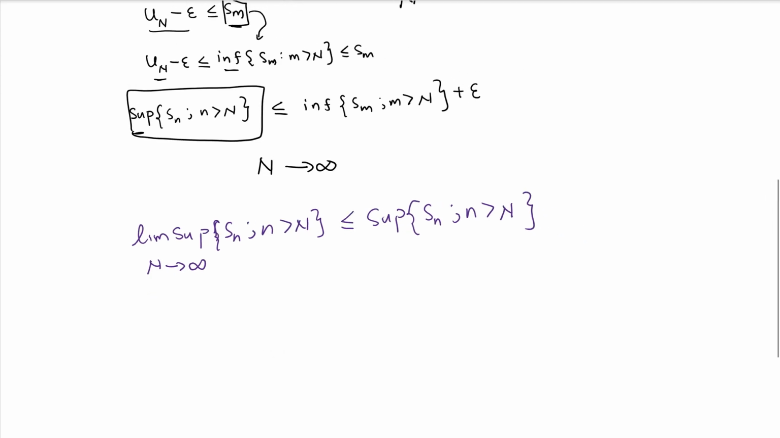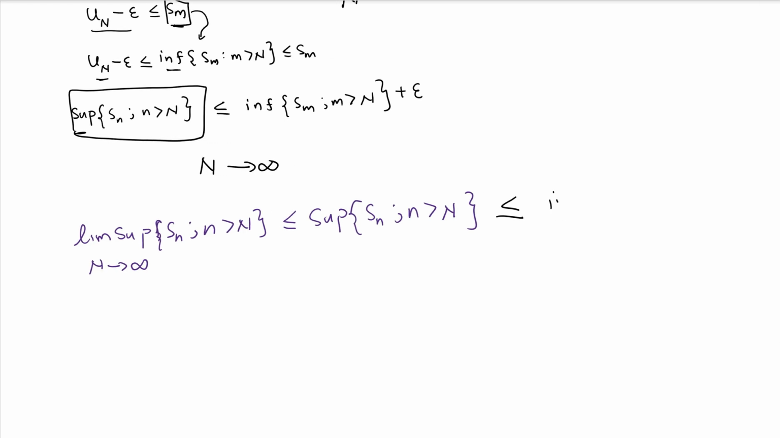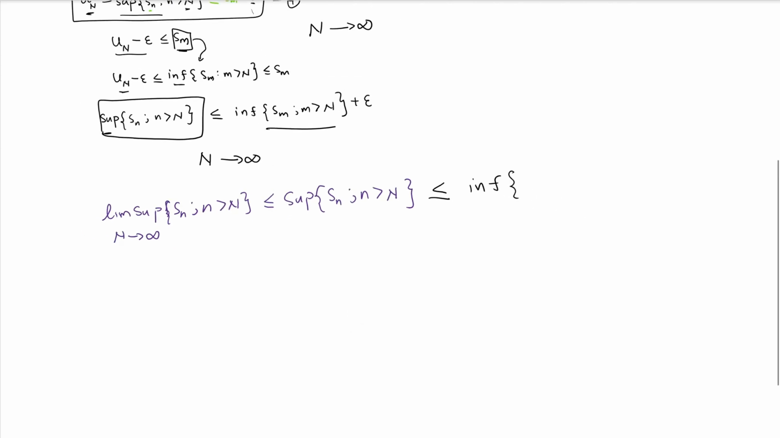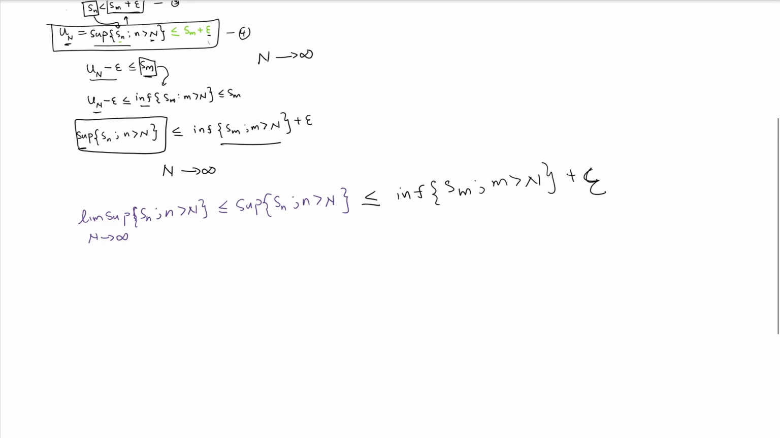Now this is less than or equal to, remember we have the infimum here, so infimum of s sub m, m greater than n, plus epsilon. Not C, epsilon. All right, so one more step to go. We are almost done.